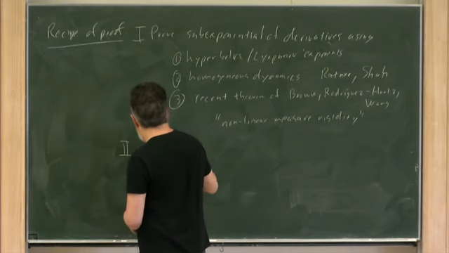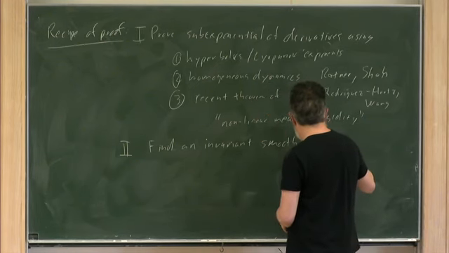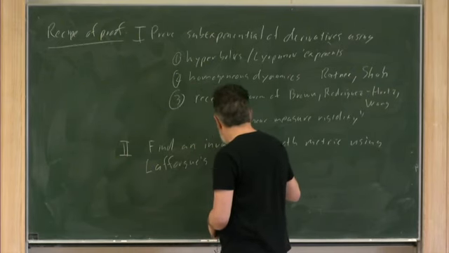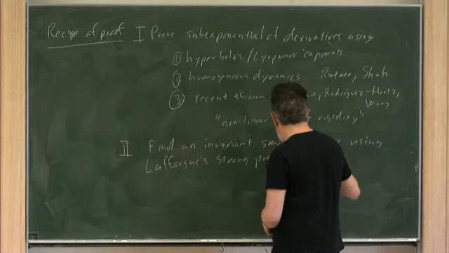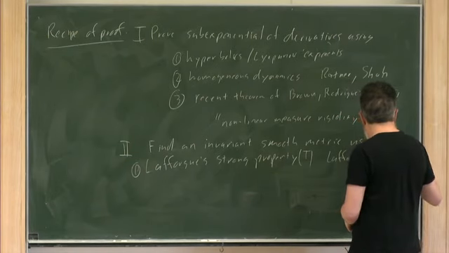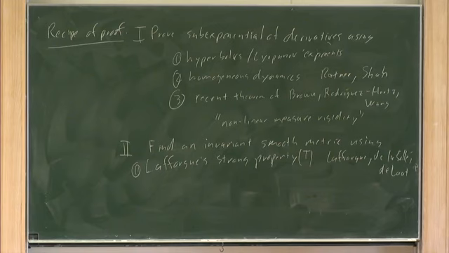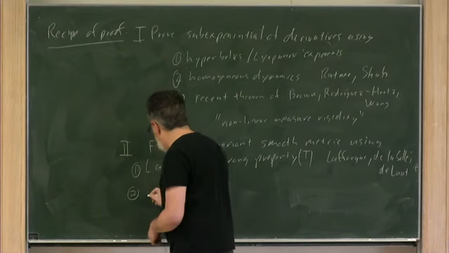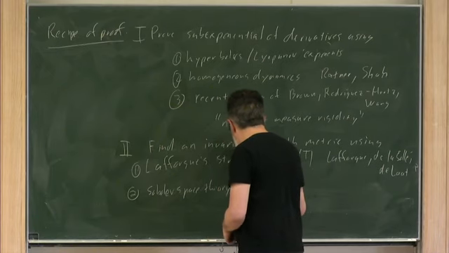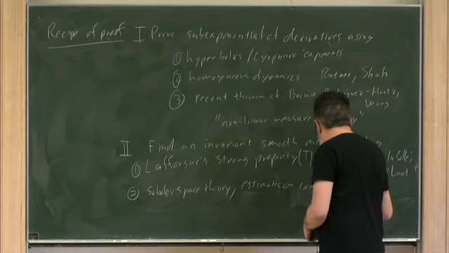Step 2 is find an invariant smooth metric using Lafforgue's strong property T. Well, we use that, and in this case we're using work of Lafforgue and of de la Salle and de Laat. Half the reason I'm giving you the recipe is to give credit to all the people whose work has been very handy to us in the course of doing this. And the other thing we use is some things from dynamics. We use some Sobolev space theory. And some things called estimates on compositions that in this context were worked out in my work with Margulis.